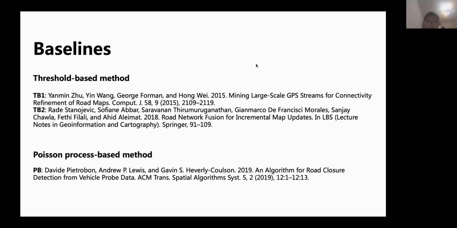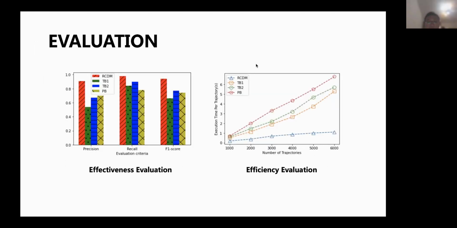on a chi-square distribution. In the left figure, we can see that our method RCDM is optimal in the measurement of these three evaluation metrics. And in the right figure, when the number of trajectories is small, the gap between RCDM and the baseline methods is not obvious. But when the number of trajectories continues to increase, the execution time of RCDM is much lower than the comparison algorithms. It shows that our method has better performance.